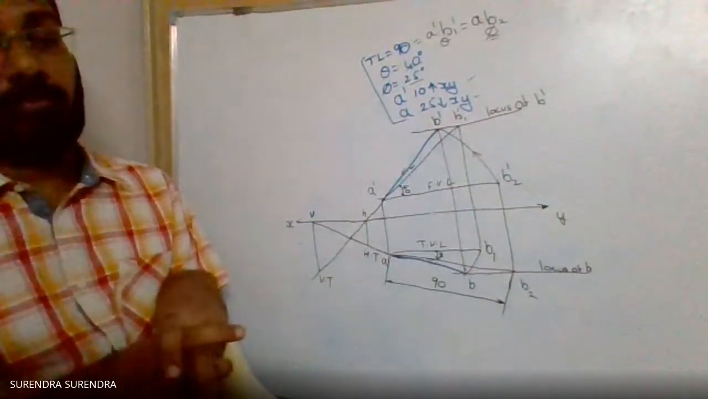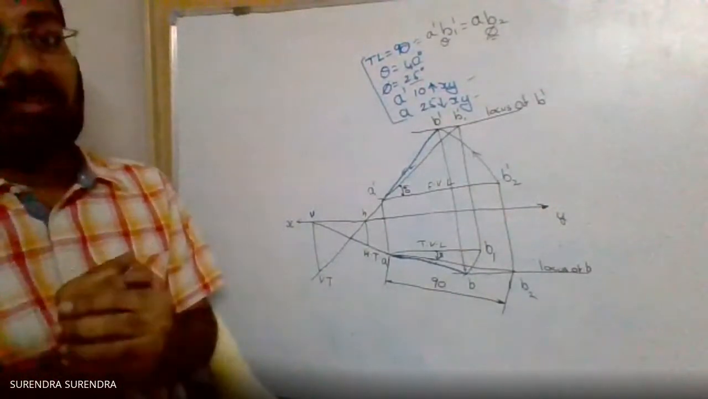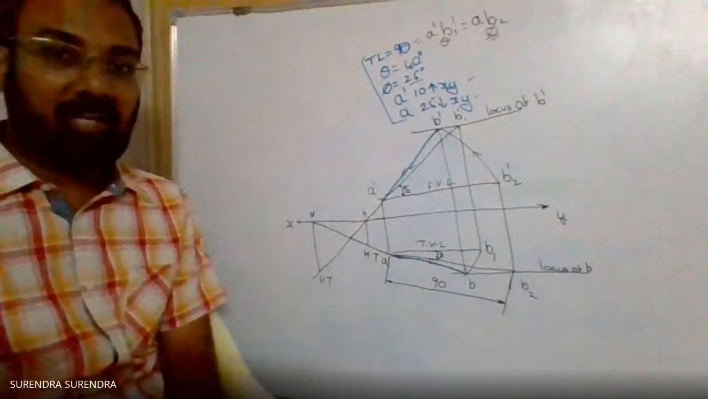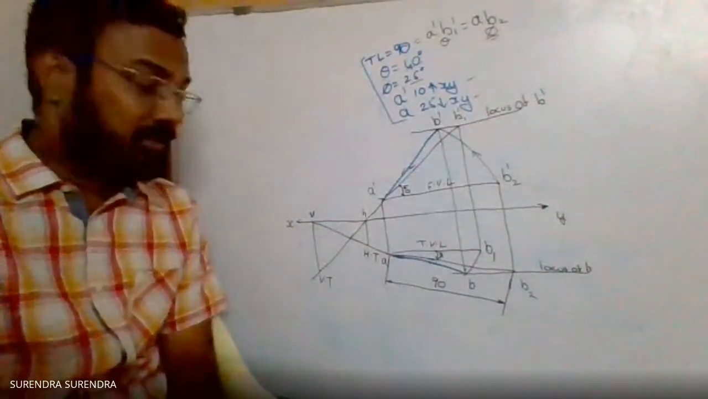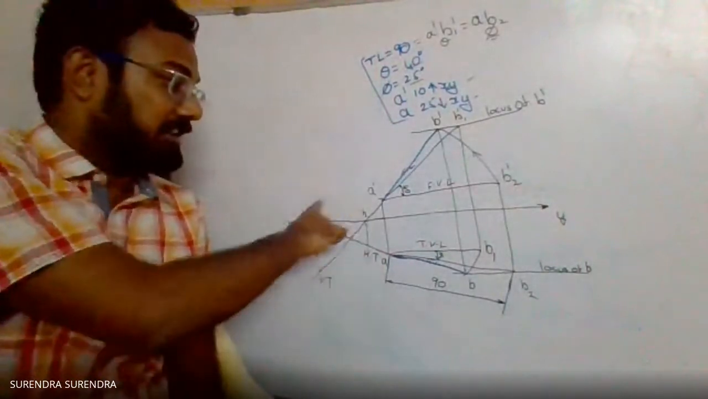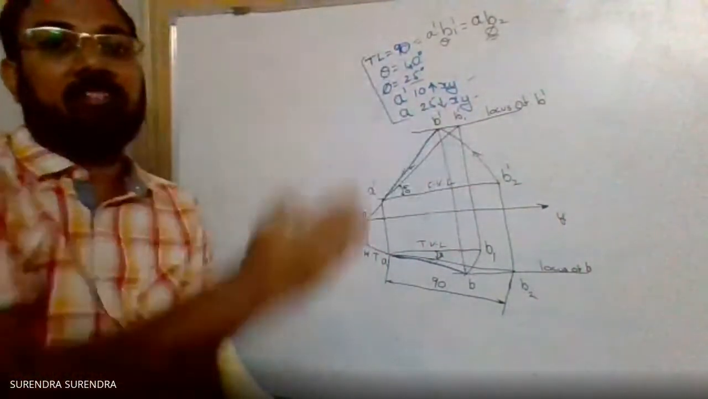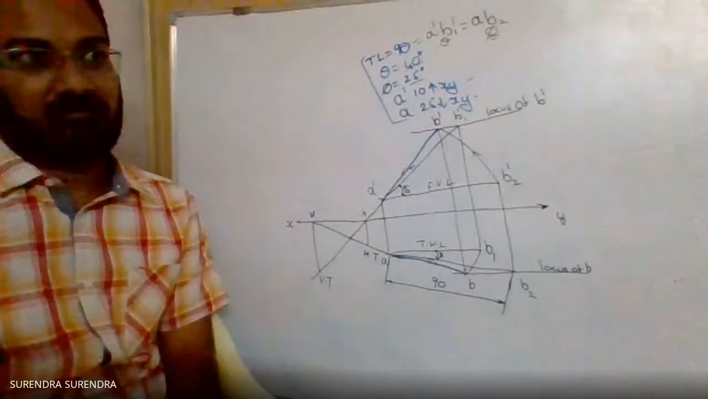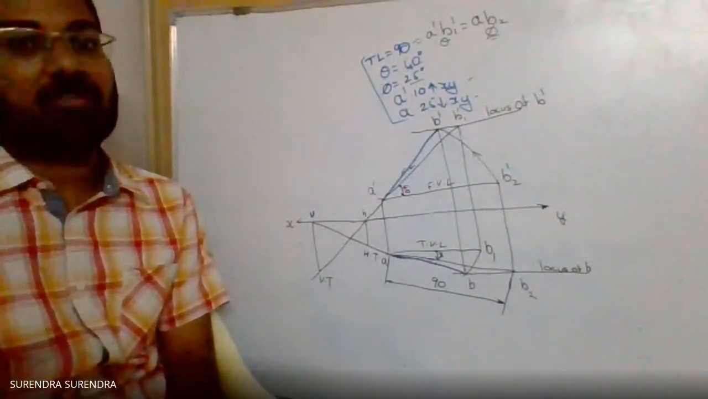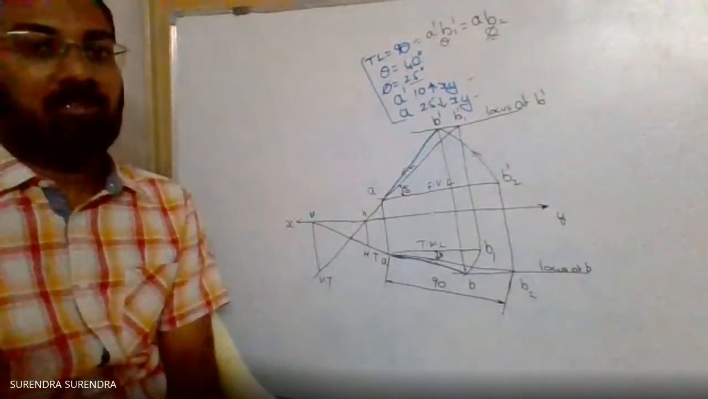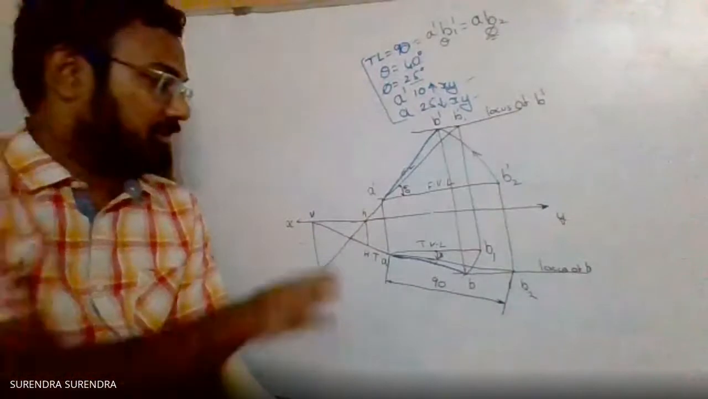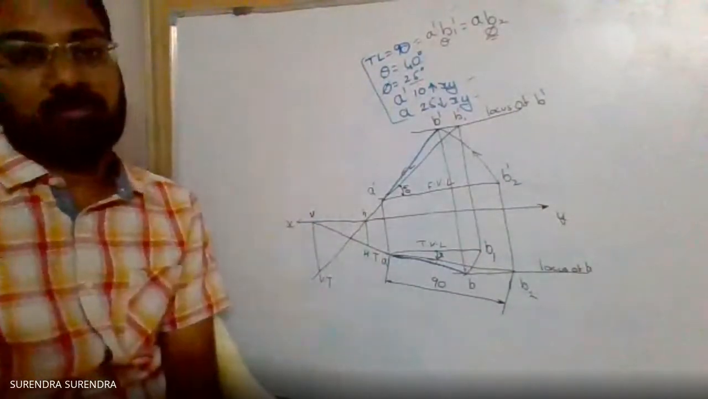But actually, if you refer to the textbook, there are problems where the data is given in terms of HT and VT values, the distance of HT and VT from the XY line. But our syllabus does not extend to that point. We only have to identify the HT and VT points. Just remember this procedure.